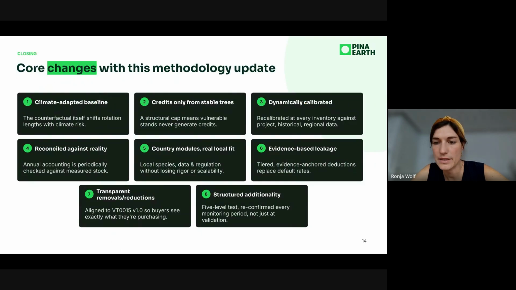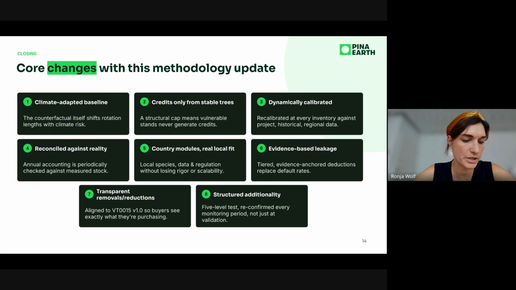Next, summing up the core changes with this methodology update, also summing up the points that Till already introduced earlier. Maybe the largest methodological change is the climate adapted baseline, because even in the baseline scenario, rotation length shifts with climate risk. We've implemented this as an additional safeguard to improve the quality of our credits. We don't largely see this happening in the IFM space at the moment, but we think it is super important to raise the quality of the credits we bring into the market.